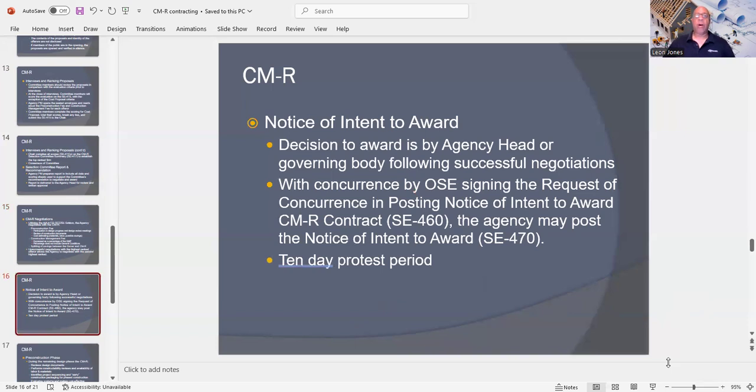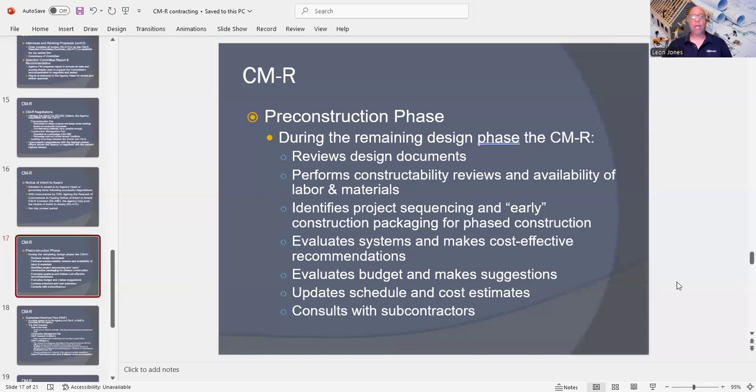Then you have the notice of intent to award. That's basically the award by the agency head or governing body following successful negotiations. It's also with concurrence by OSC by signing the request for concurrence and posting the notice of intent to award CMAR contract, SC 460. Now, the agency must post the notice of intent to award, and then there's a 10-day protest period.